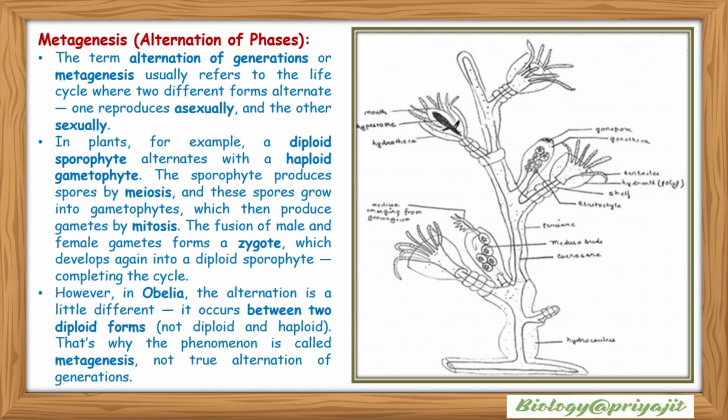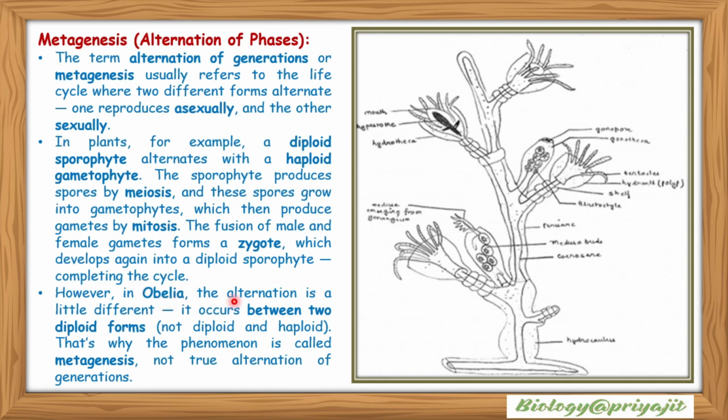Metagenesis or alternation of generations. The term alternation of generations or metagenesis usually refers to a life cycle where two different forms alternate, one reproducing asexually and the other sexually. In plants, for example, a diploid sporophyte alternates with a haploid gametophyte. The sporophyte produces spores by meiosis, and these spores grow into gametophytes, which then produce gametes by means of mitotic cell division. The fusion of the male and female gametes forms a zygote, which develops again into a diploid sporophyte, completing the life cycle.